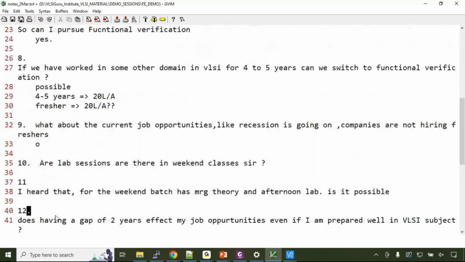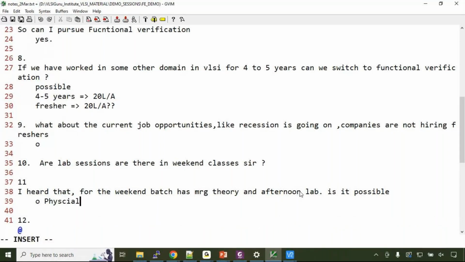I heard that the weekend batch has morning theory and afternoon lab. Is it possible? It is for physical design that we are doing currently. Physical design and layout have this schedule, where we do morning theory and afternoon lab sessions. For functional verification, we are doing only a 4 hour session, not an entire day session. Only 9:30 to 1:30, that kind of timing.